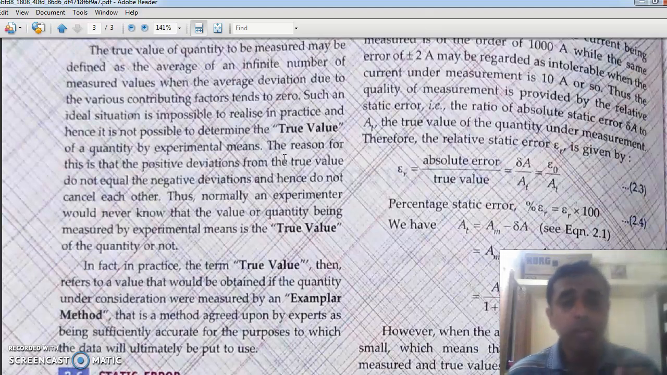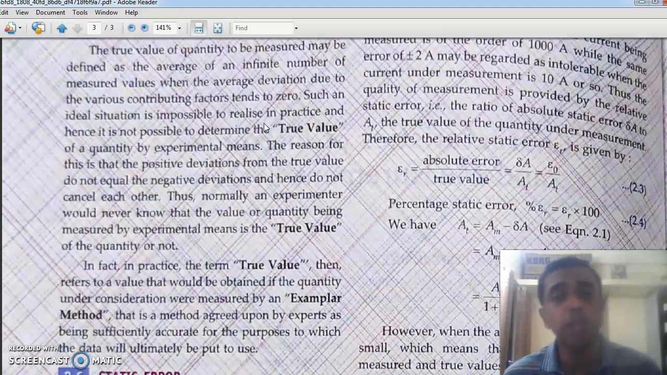So how do you get the true value? Let us conduct an experiment. We take an infinite number of readings, and finally we see that the deviation, which occurs due to varying contributing factors, averages out, and the average deviation between the readings tends to 0. Such an ideal situation is impossible to realize in practice. You just imagine, taking an infinite number of readings itself is not possible.